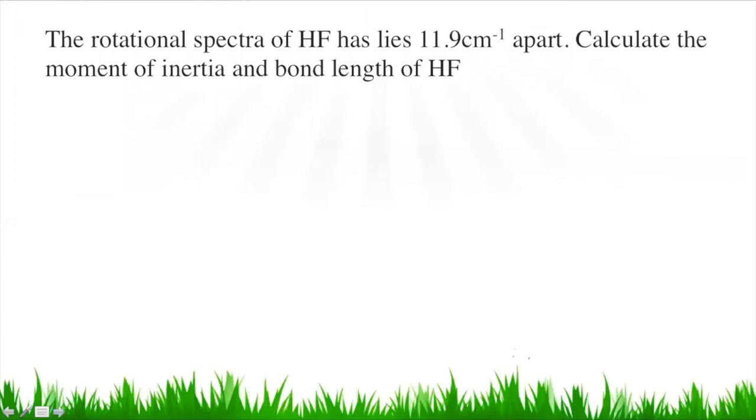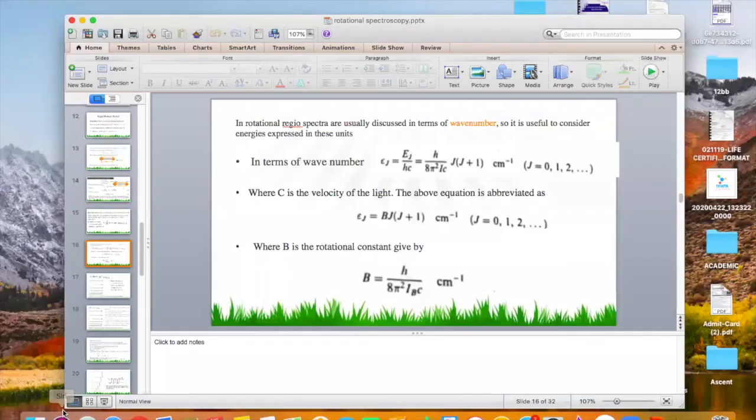Similarly, this is another simple question, in which the rotational spectrum is given. The line lies at a given value, that means twice B, the value of twice B is given. So from B, I can calculate the moment of inertia as well as the bond length, since the molecular mass of hydrogen fluoride can be calculated, or is already known. H is 1 and F is 19.